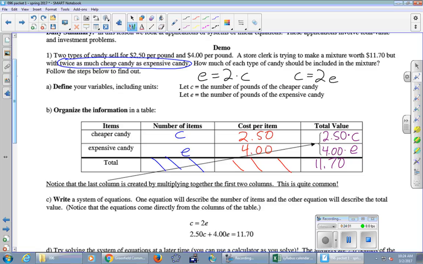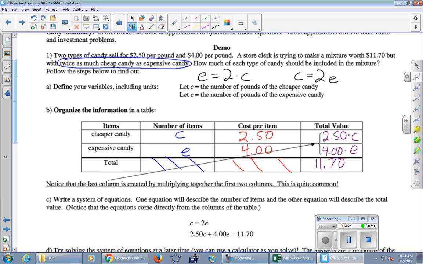Think for a second. Which of those 2 equations correctly captures what I've circled in blue? Twice as much cheap stuff as expensive stuff. Is it E equals 2C, or is it C equals 2E? Got a couple of votes for C equals 2E. A couple of votes for the first one.